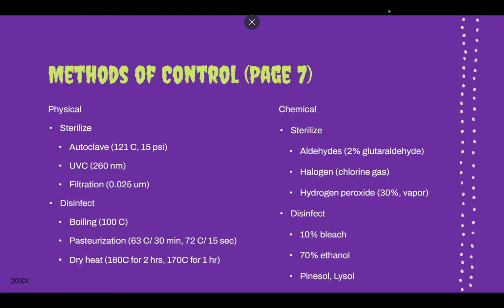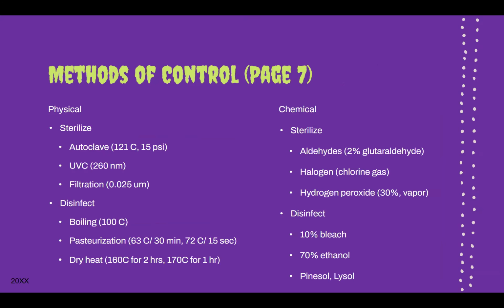Okay, so like I said, I didn't want to really spend too much time on the other stuff because for the most part, they're going to be onesie, twosie questions. Where you're really going to be heavily tested is going to be page 7 and page 10 of the study guide. And that is your physical and chemical methods of control, and then also your antibiotics.